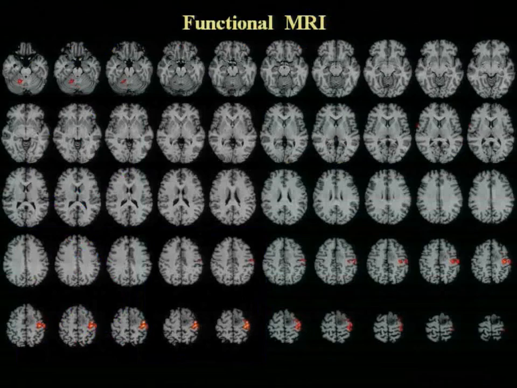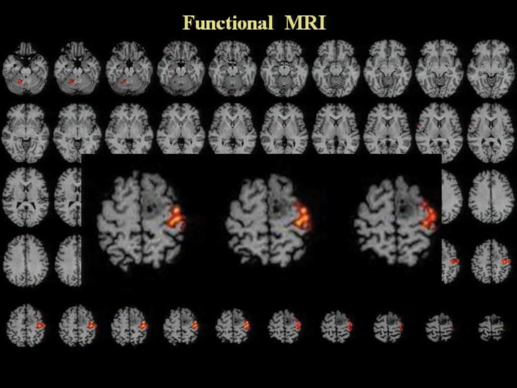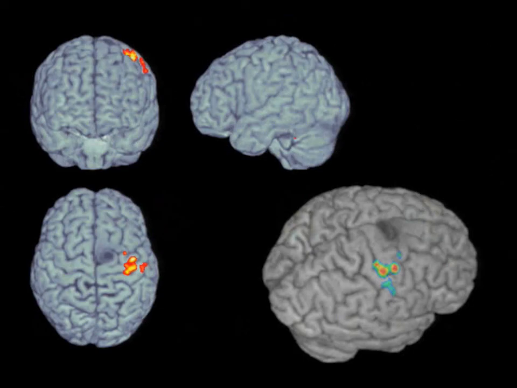And also just one word on functional MRI. This is a zoom. This is the area of interest, and this is the tumor. And we can take 2D or 3D.